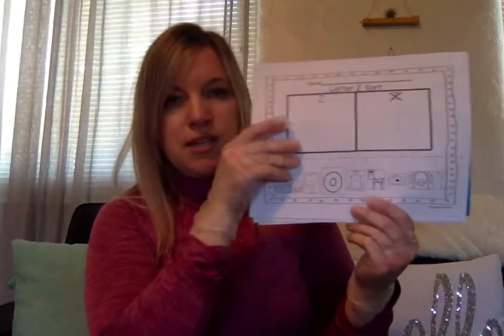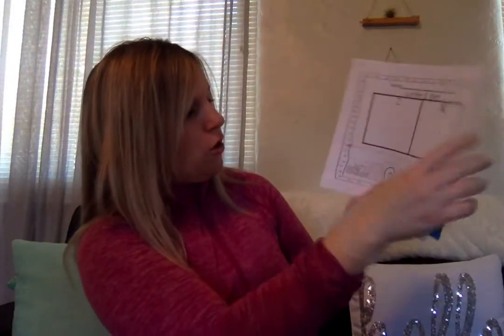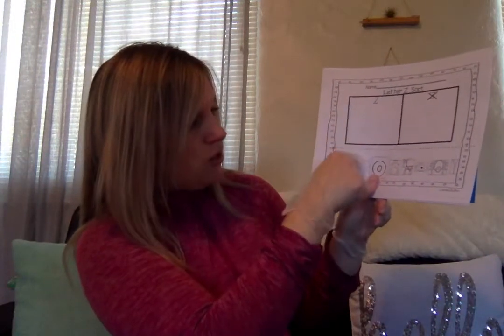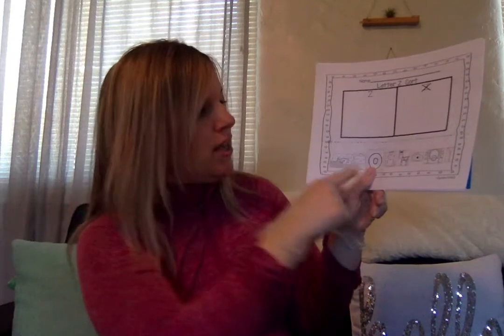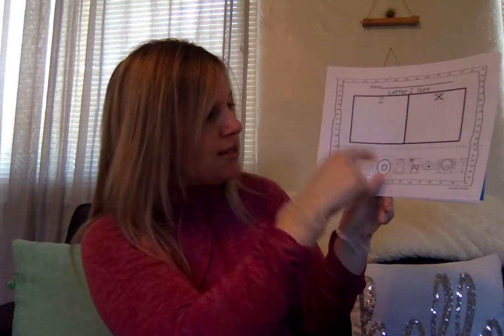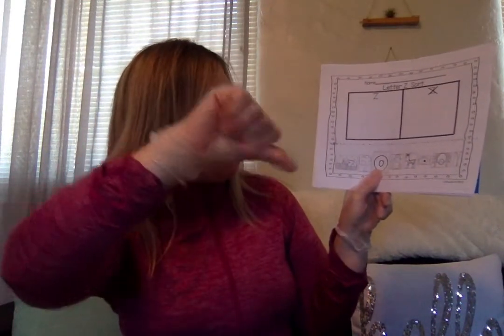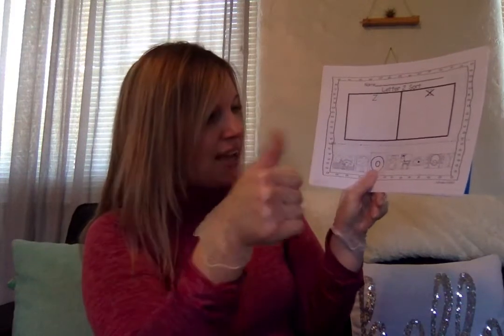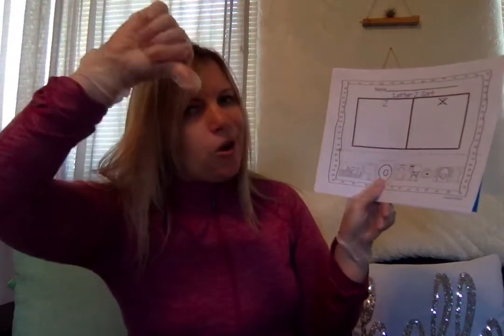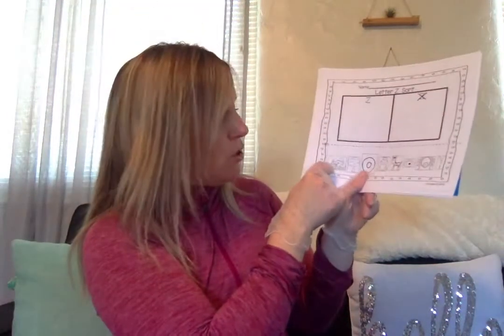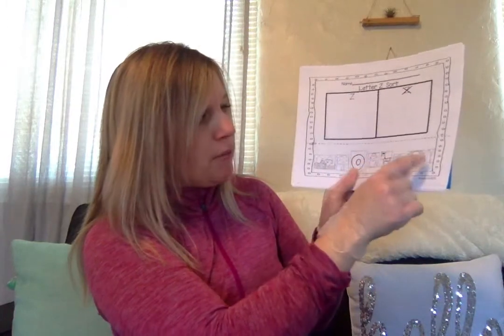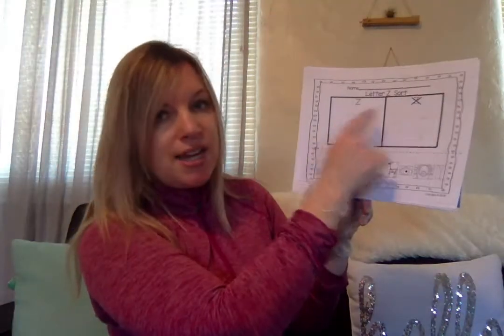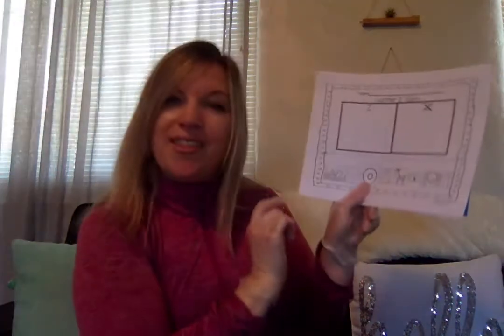This is your Z sort. So zoo, yes. Tree, no. Zero, yes. Frog, no. Zebra, yes. Eye, no. Spider, no. Zipper, yes. So zoo, zero, zebra, and zipper need to go on this side. The others need to go on that side.